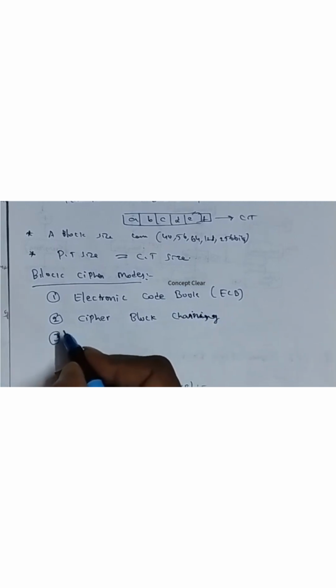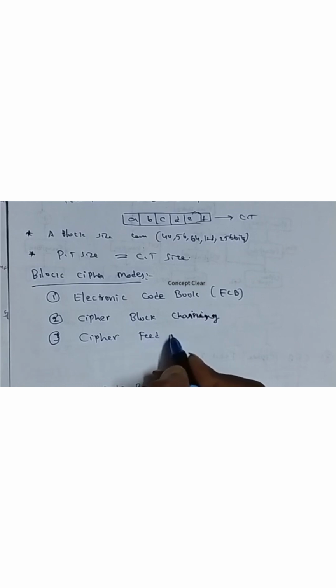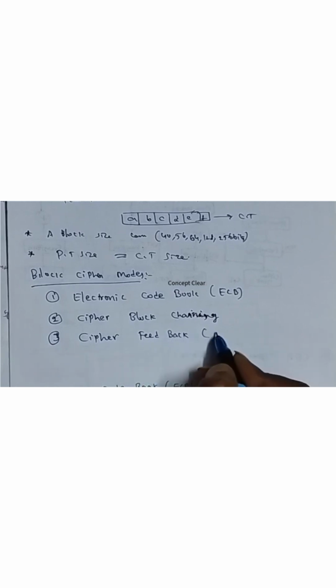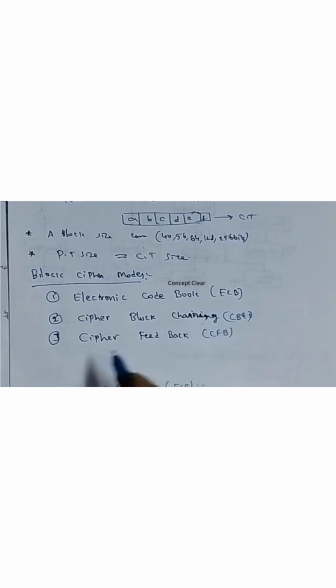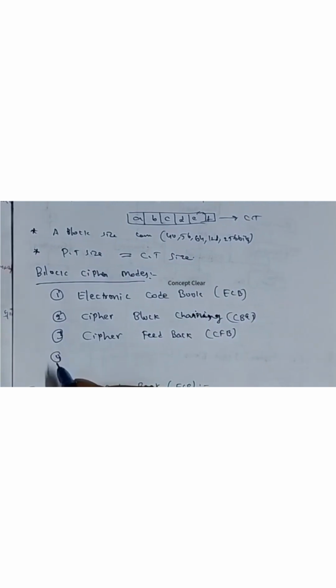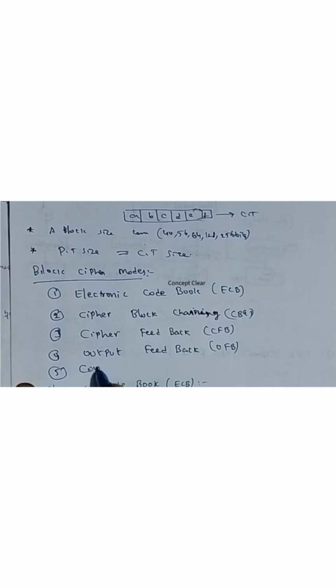Cipher block chaining. And the third one is cipher feedback, CFB. And the fourth one is output feedback, OFB. And the last one is counter, CTR. Okay, here we will discuss each and every one by one.